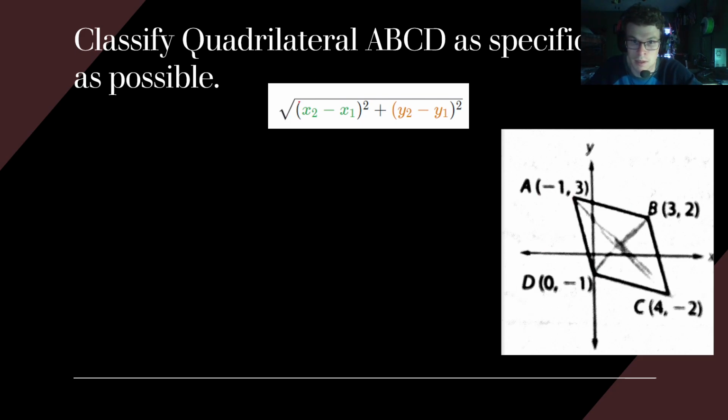You're using this formula, okay? Remember, this is your distance formula here. Distance equals the square root of x2 minus x1, the quantity squared, plus y2 minus y1, the quantity squared, okay? So let's do that real quick.